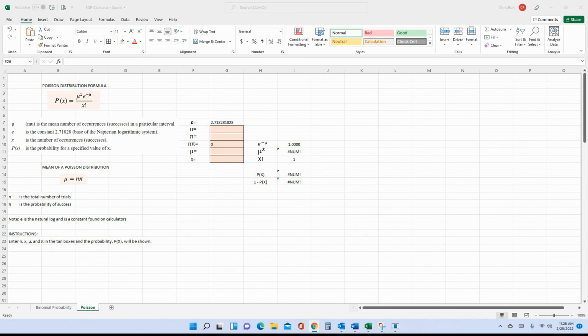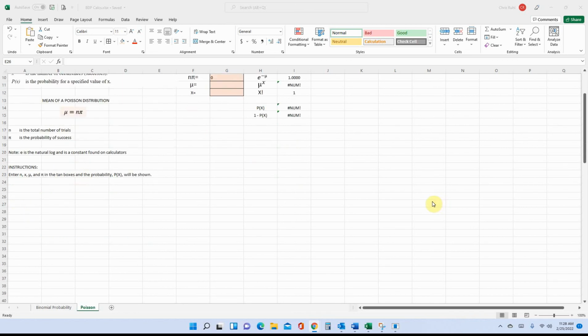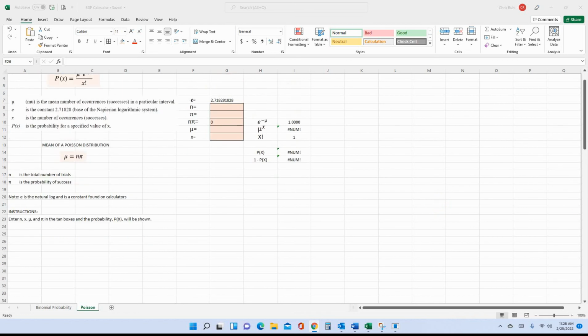Let's look first at the example problem that they gave on page 178, 179. They said they had an airline, Budget Airlines, and they were checking the number of bags that were lost per flight. There were 20 bags lost on 500 flights. So what is the mean number of bags lost per flight? What's the likelihood that no bags were lost? What's the probability that at least one bag was lost?